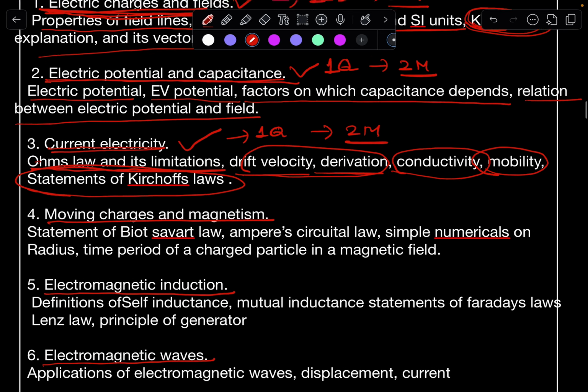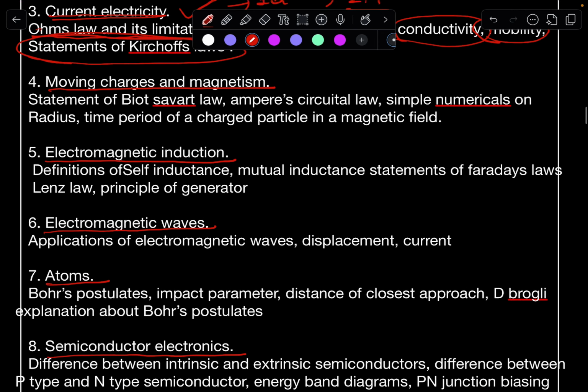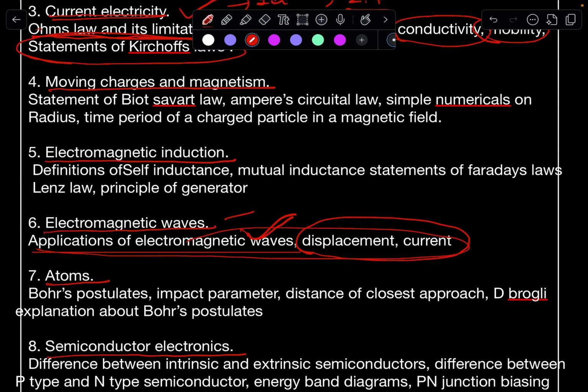Now coming to the next chapter, electromagnetic waves. Directly you can go to electromagnetic waves. We have applications of electromagnetic waves. This is most important for 2 marks especially. And the other one is definition of displacement current and final formula. If you practice only these 2 topics, easily you can get 2 marks. So totally 8 marks covered.